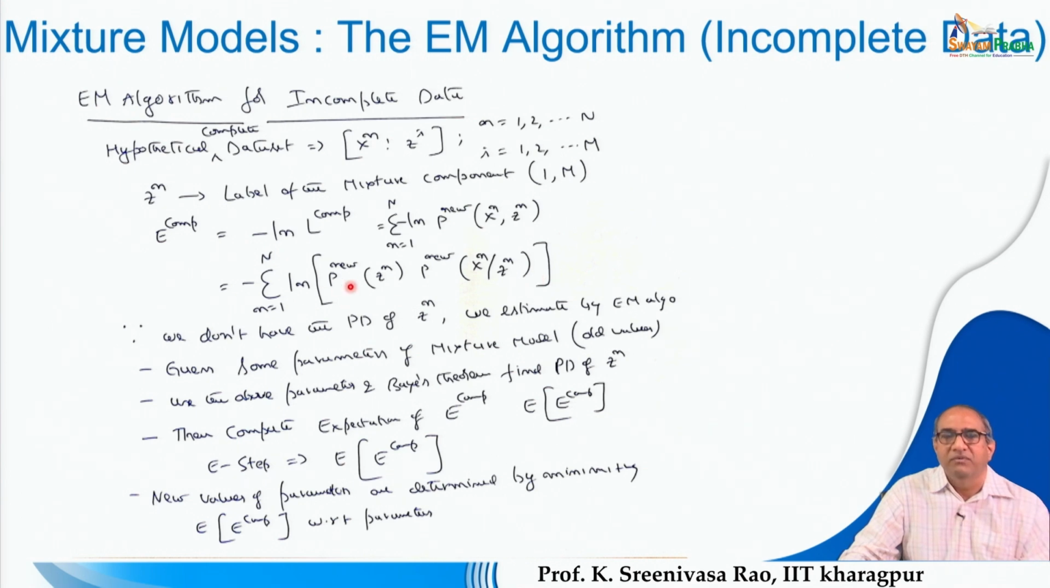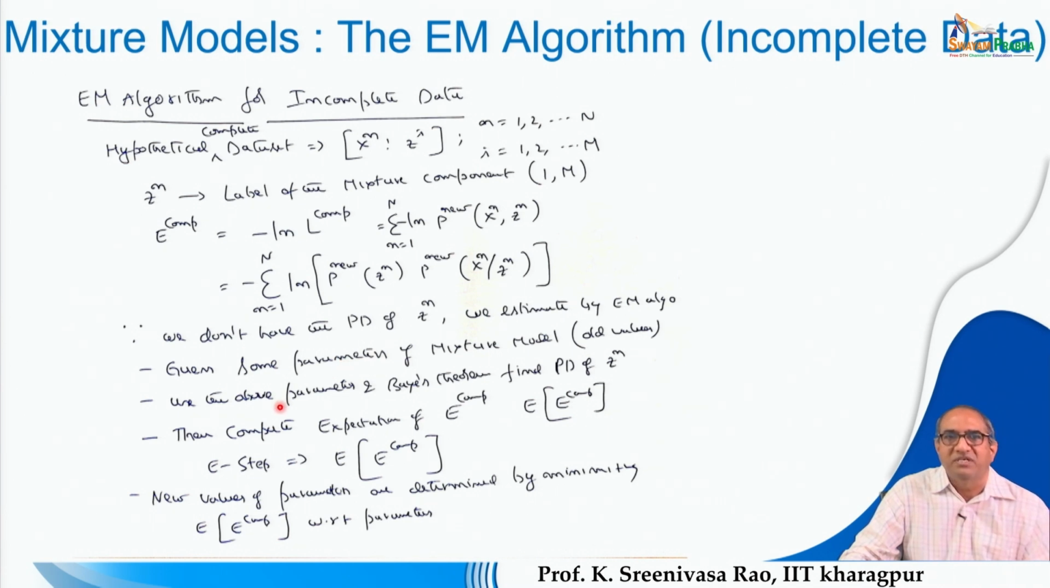And now here we do not know the labels; whatever labels we have considered are some arbitrary labels. Therefore, we have to estimate the probability density of these labels in a very accurate way. We don't know the probability density of Zn. So what we do here is use the EM algorithm, and we consider some initial mixture parameters, and then use those parameters.